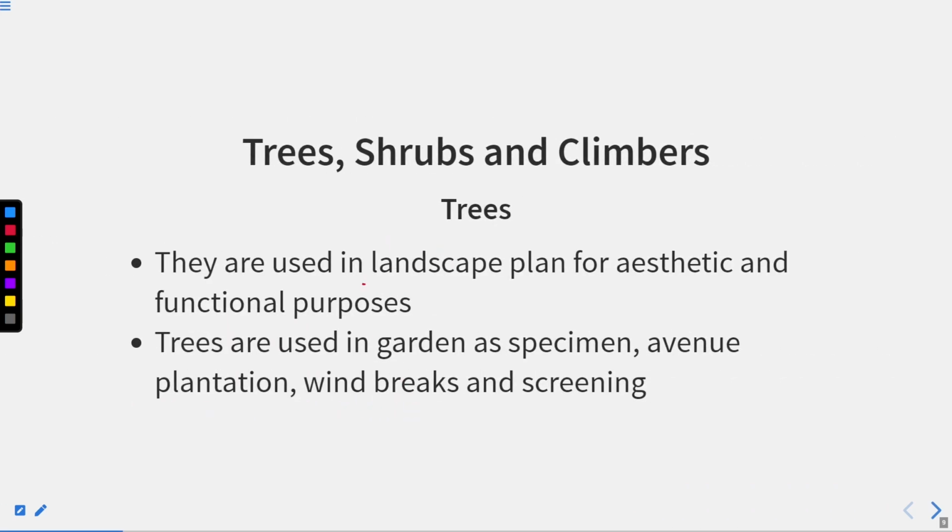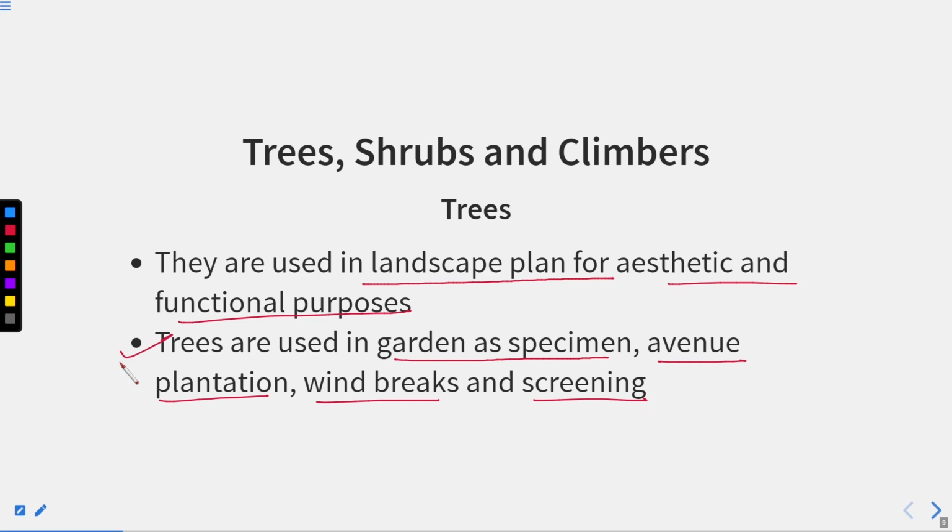They are used in the landscape plan for aesthetic and functional purposes. Trees are used in gardens as a specimen, avenue plantation, windbreaks and screening, right? So there are different purposes for growing trees. In the garden they are grown as a specimen, as an avenue plantation, and even for windbreaks sometimes.